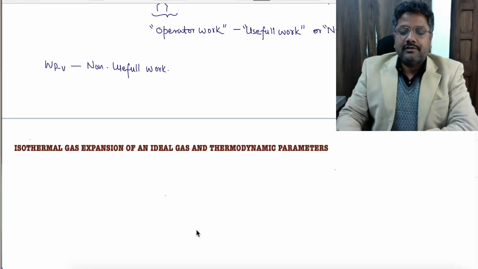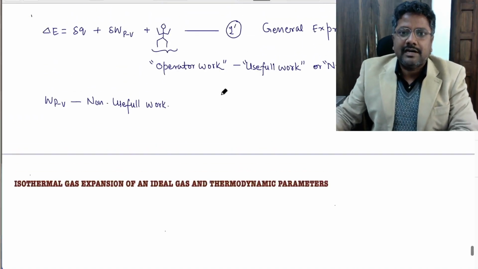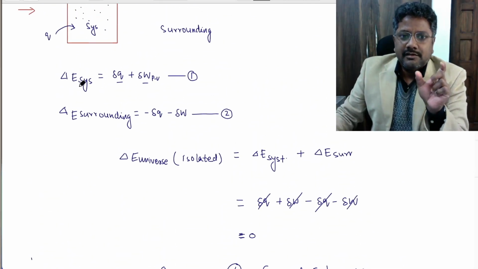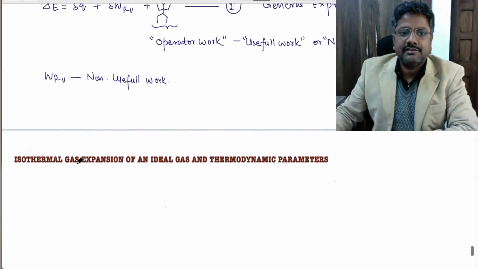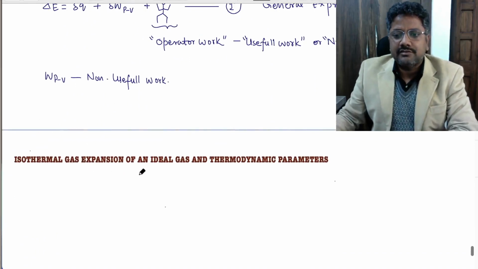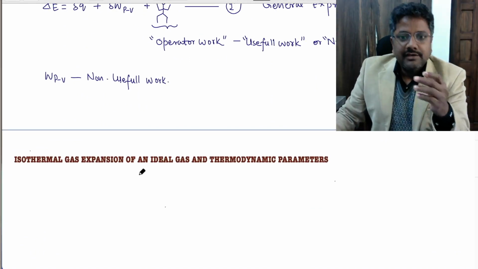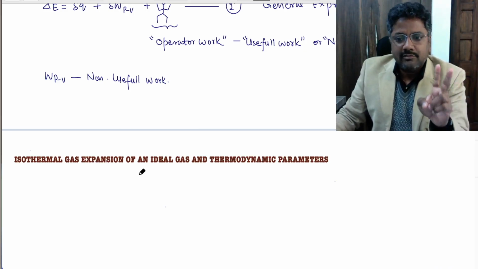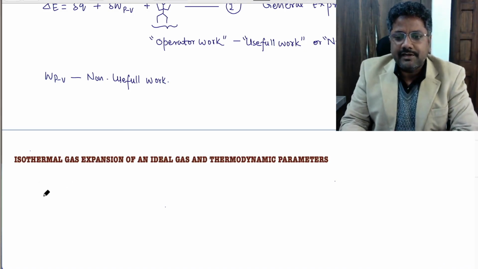Good. So we have developed the idea about the first law of thermodynamics and three different parameters: internal energy, heat, and PV work. Now I'm going to discuss isothermal gas expansion, meaning when an ideal gas isothermally expands, what are the different parameters, Q, W, and E. I am talking about these three parameters. First I am defining the process.